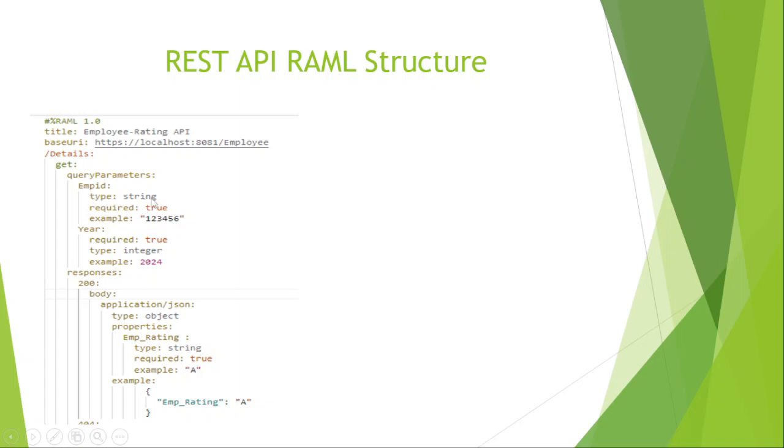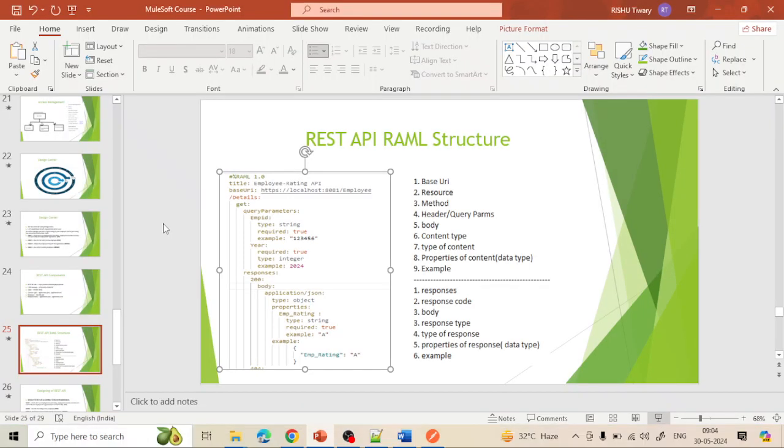And what should the type be? The type is string, and whether it is required or not, it is required. If it is true, then it is required and it should come in the payload. And you can write any example.